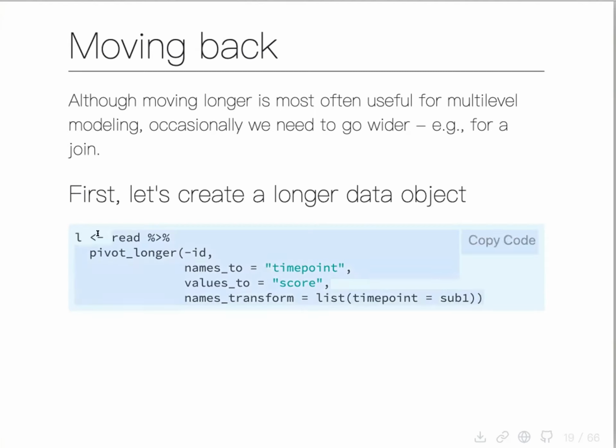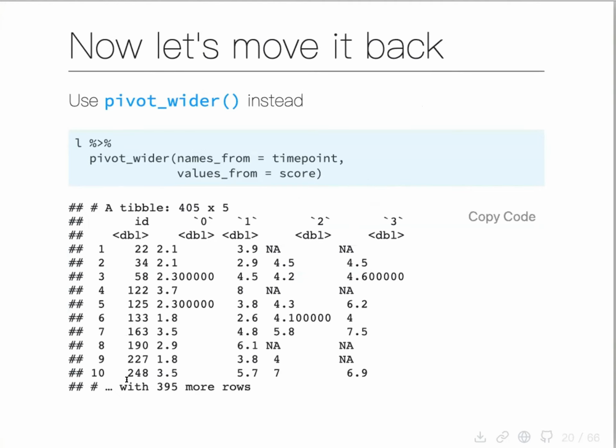You should already have this done, but just store it in an object. I've called mine L. You could call yours L or LNG or whatever, something to specify that this is the longer version of the data. Then we're going to move it back out wider.